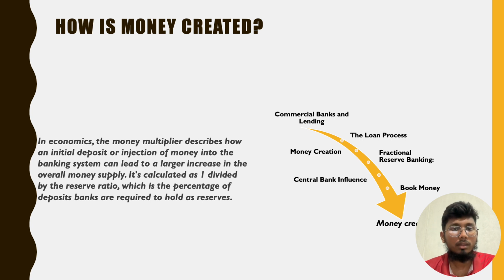So we can see the process of money creation. At first, commercial banks and lending. This is the first process. Then the loan process comes. Then comes the money creation. After money creation, fractional reserve banking, then central bank influence, and last, booking money. All these steps and processes make money, and this is the process of money creation. Then we will try to understand it step by step.